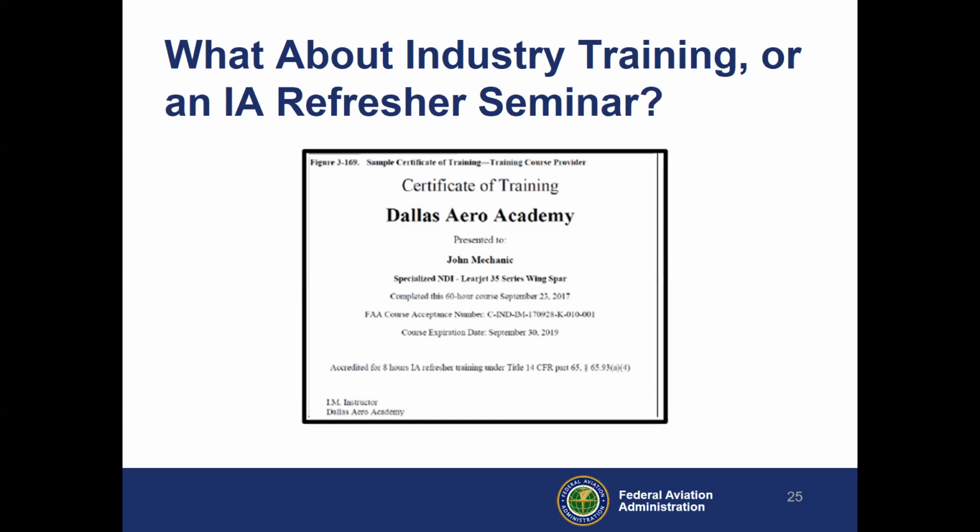Now, you don't have to enter it into FAAsafety.gov for the IA credit. You can just submit this certificate with your application for that. But if you want it to apply for your AMT credit, we're going to show you how to upload that.